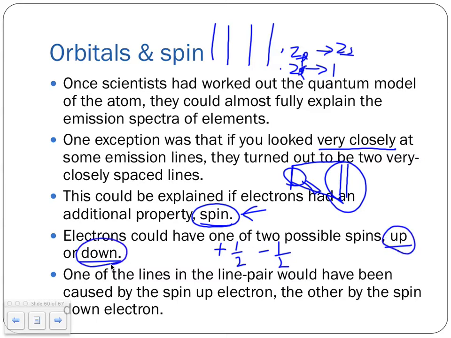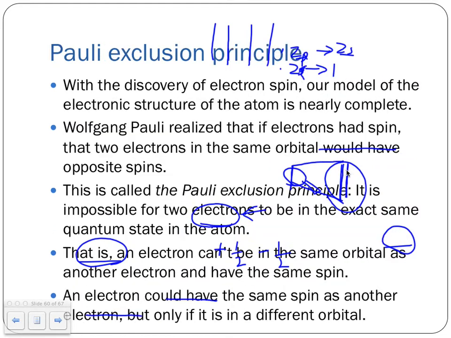Now, the argument is that if these electrons have 2 different spins, then this little doublet of lines, these 2 lines that look like they're just one, are there because one of the lines is caused by the spin up electron and the other by the spin down electron. That would explain why we sometimes get 2 lines really close together. They're close together because those 2 electrons are both in the same subshell. In fact, they're in the same orbital, but one is spin up and one is spin down. That little difference results in 2 slightly different lines.